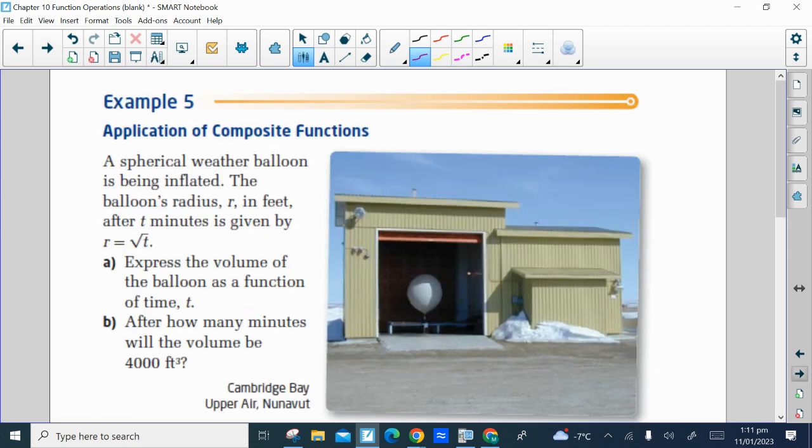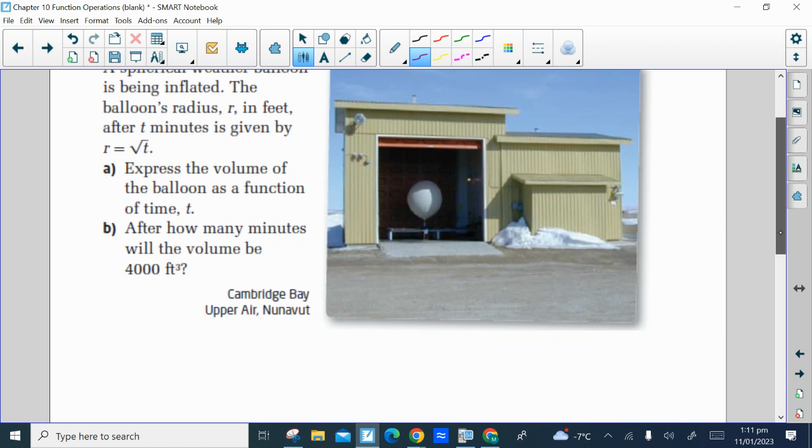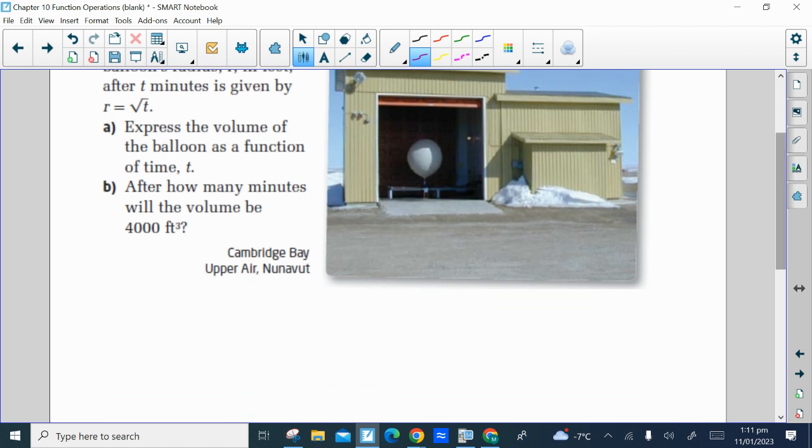Looking at example 5, a spherical weather balloon is being inflated. The balloon's radius r in feet after t minutes is given by r equals the square root of t. Express the volume of the balloon as a function of time t. So to do that, you need to know what the formula for volume of a sphere is.